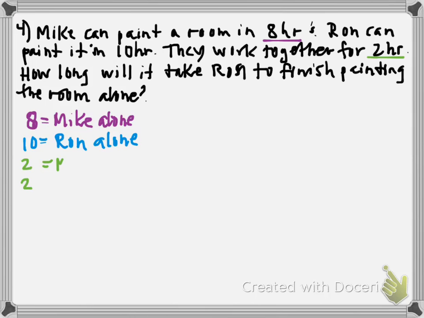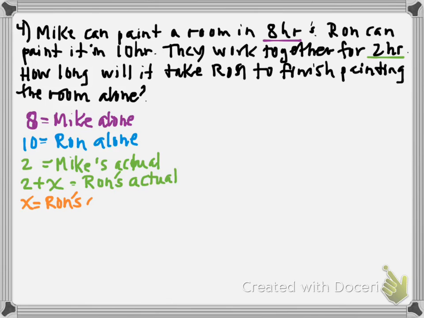So, that's Mike's actual. Now, Ron, being the more responsible one, decides to stick around and finish the job, but we don't know how long that stick around by himself time was, so we write x. And that's going to be Ron's actual. So if we wanted to define x by itself, it would be Ron's additional time to finish the job.